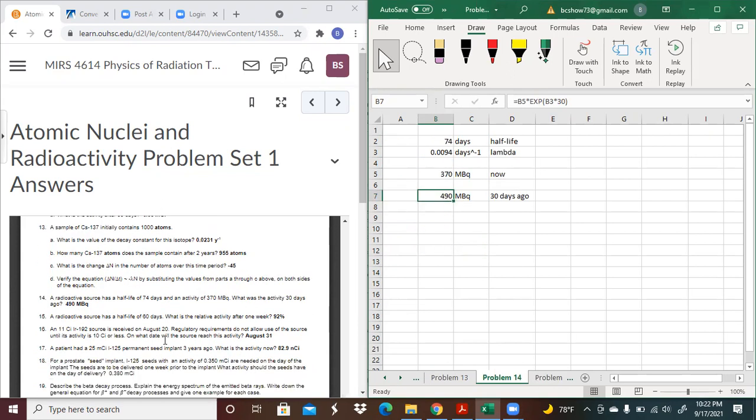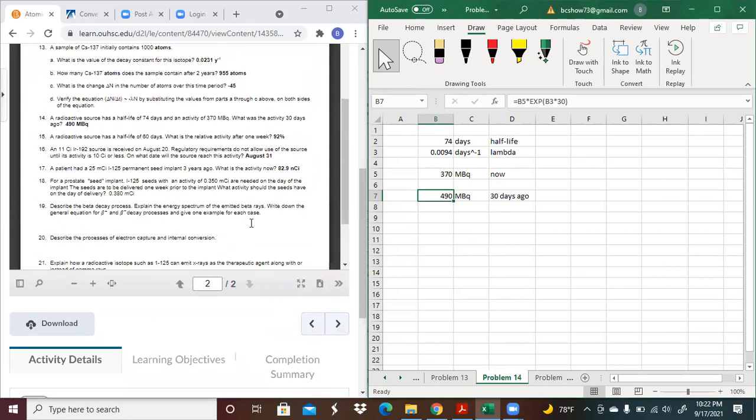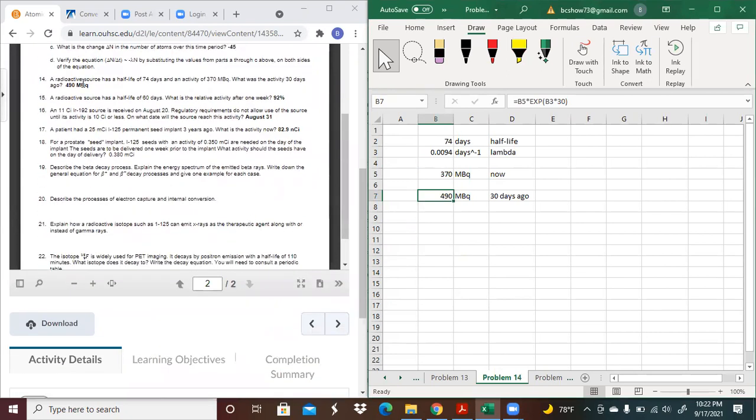So now on to number 14. We've got a radioactive source that has a half-life of 74 days and an activity of 370 megabecquerel. What was the activity 30 days ago? This is an interesting little problem. So, the activity 30 days ago.